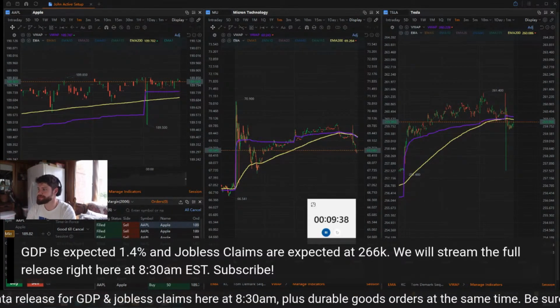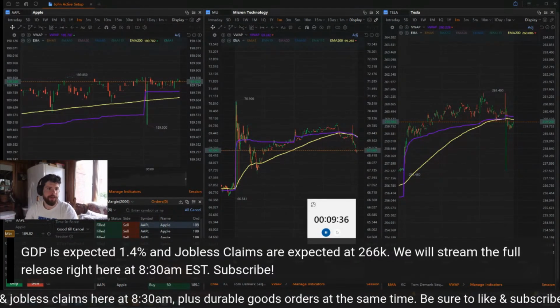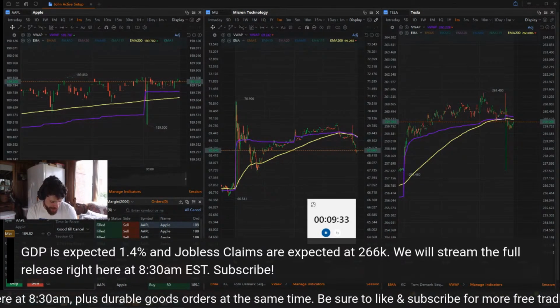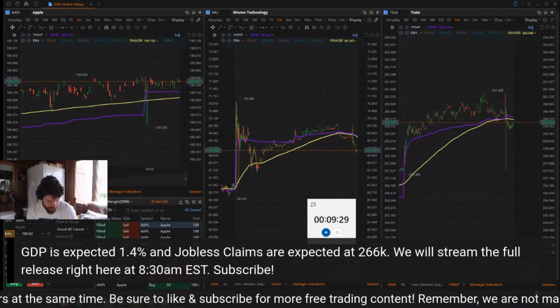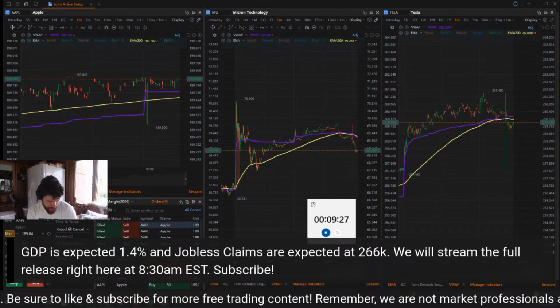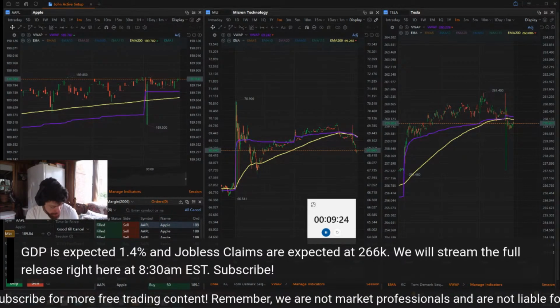All right, team. Apple tested the top of the range here. Anything else moving big? We still got 10 minutes here. Let me find my files on my computer. Where's files? I'll just tell you this, Dropbox sucks, guys.